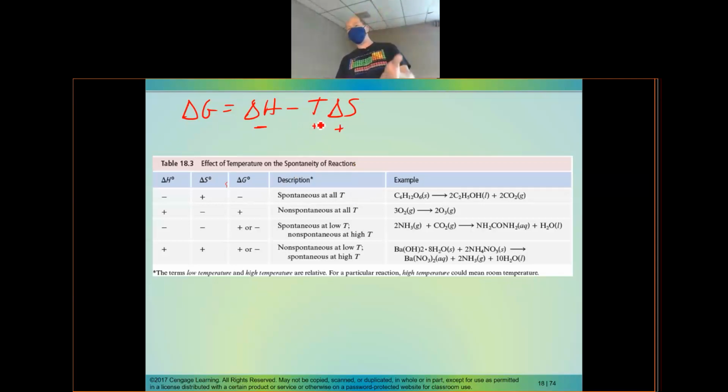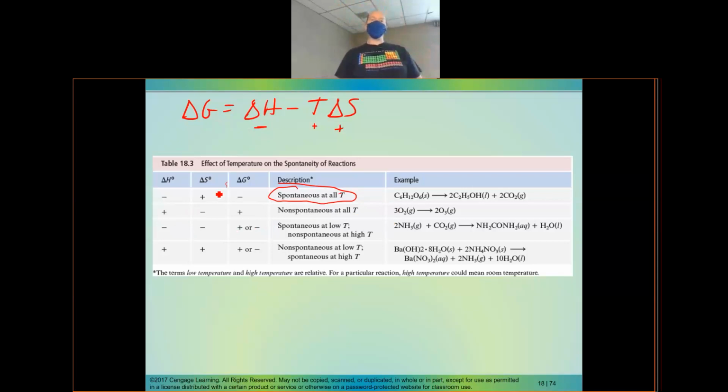So if you go down close to absolute 0, then your delta G is going to equal your delta H. And when your delta H is negative, that means your delta G is negative. And so no matter what your temperature is, you're going to be spontaneous if you have a negative delta H, exothermic, and a positive delta S, going to more disorder.